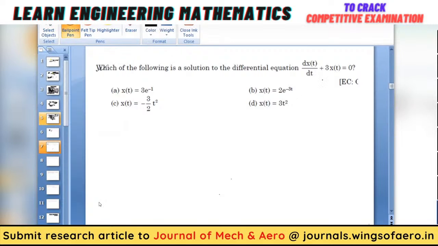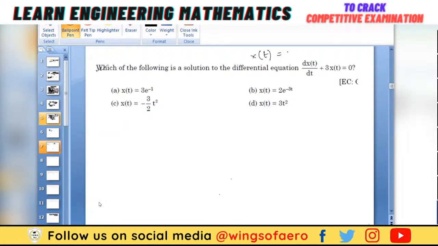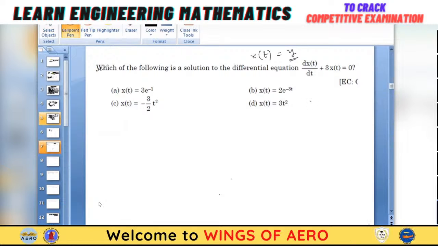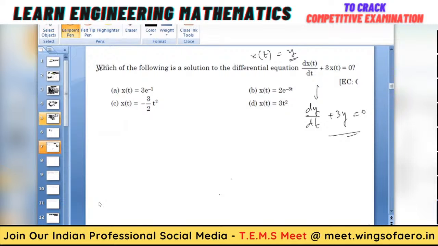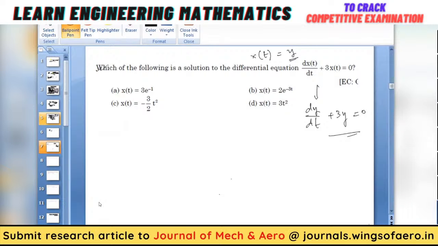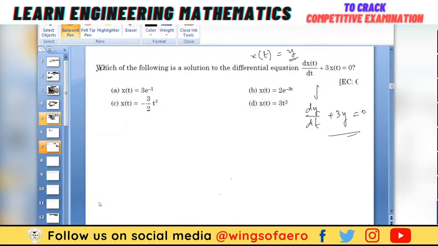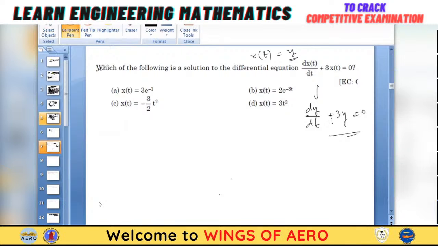Can you solve it now? Here x(t) is nothing but just consider x(t) as y and nothing else. That is, this equation now becomes dy/dt plus 3 into y is equal to 0. Now solve it. Just separate y with dy, and the other variable, that is t, with t. If there is no t, just separate dt separately and then integrate.